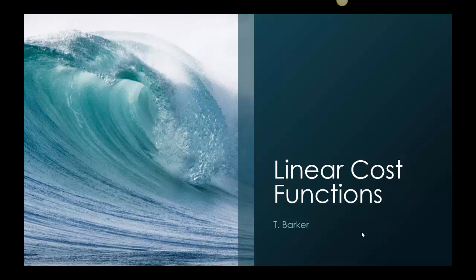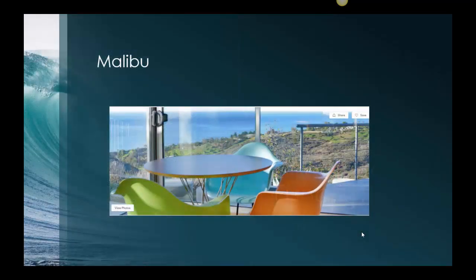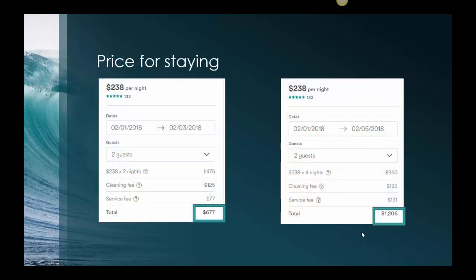In this short video, we are going to look at linear cost functions, and to do that, I thought it might be fun just to look at a little vacation. Say we were going to go to Malibu and we wanted to stay at a house on the ocean, because why wouldn't we? So I said, well, what if we were just going for the weekend, 2 nights, or we had an extended weekend of 4 nights? How much would it cost us to stay?